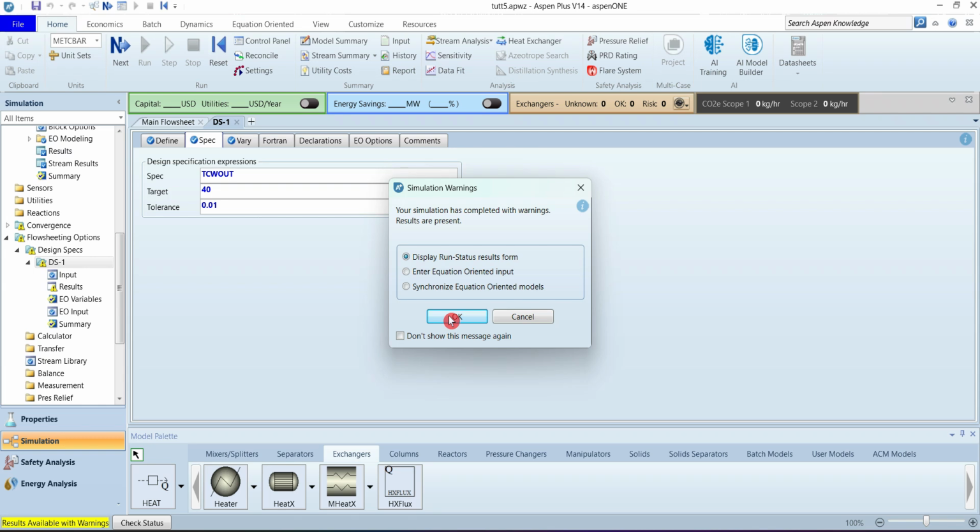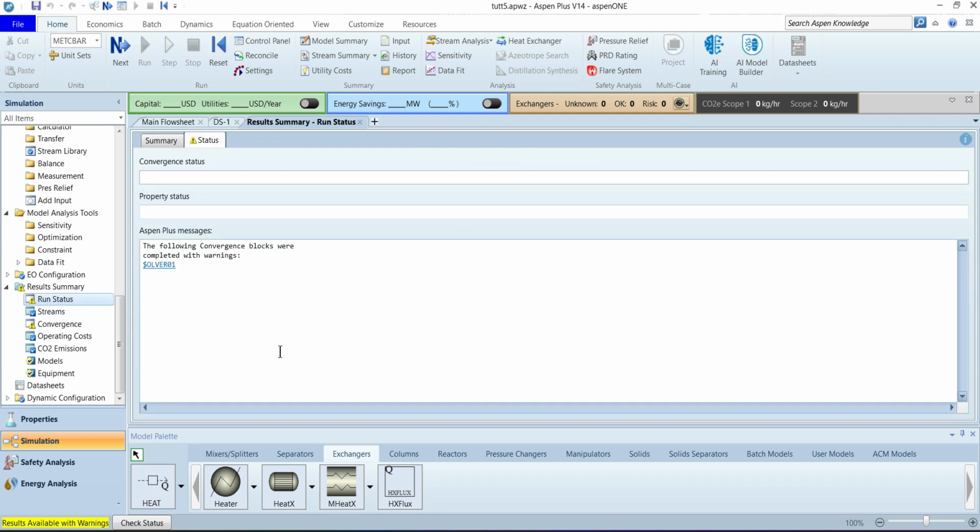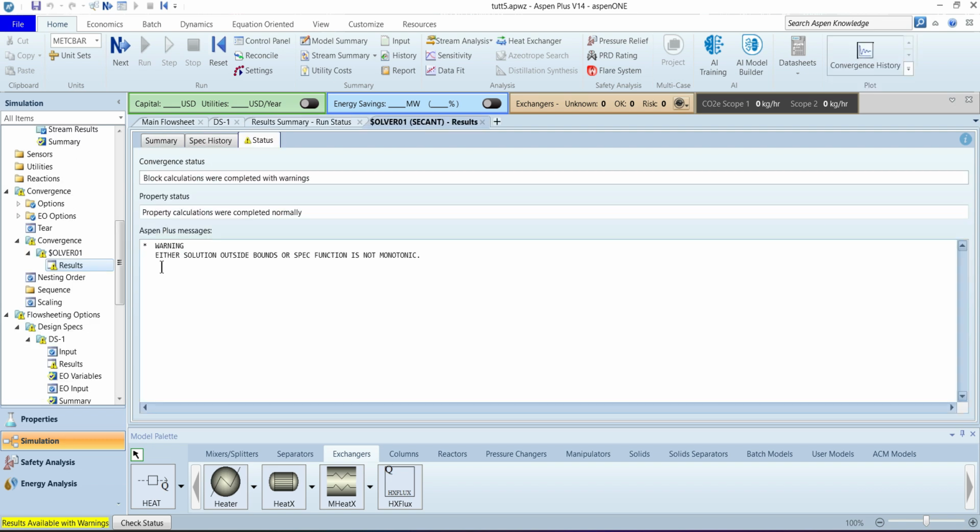I'm seeing a warning. Anybody else? Good. Okay, so let's see what the warning is. One option is we can check the status. It's a button at the very bottom next to the status. It's the same page, and we can click on the solver to see what the warning message is. So the warning is solution outside bounds. That's a clear indication. The bounds we have defined are 50 and 100 tons per hour, so the solution lies somewhere beyond that limit.